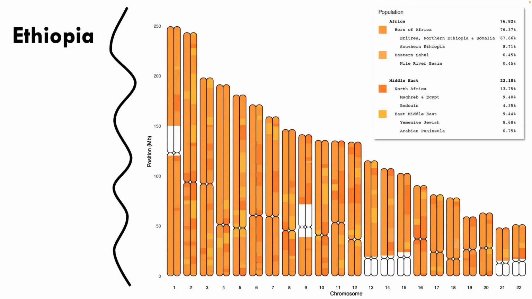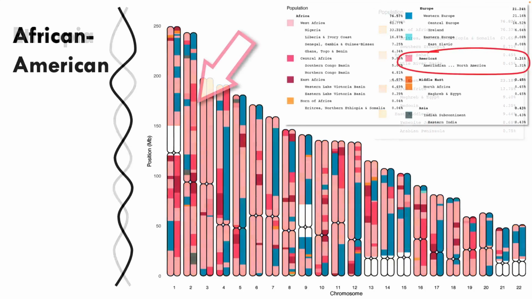This person from Ethiopia has mostly Horn of Africa populations, such as Eritrea and northern Ethiopia, but has some Northern African and Arabian influence due to recent admixture between those two regions. If you're African American, you might have 1 to 2% Native American DNA, and this could really help you identify and locate it for genealogical purposes.